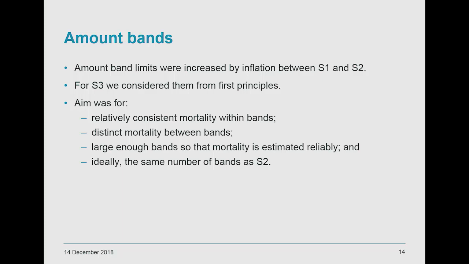So for S2 tables, or for S3 tables, we decided to go back to first principles. And we had four main objectives. The first objective was just that we wanted the bands to reflect relatively homogeneous groups of experience. We wanted enough distinctiveness between those bands. And generally, we wanted the bands to broadly represent the same number of bands that we had in S2, and if we were lucky, broadly line up to the same experience that we had in S2. All of that isn't always possible, but we made a good effort of it, and I'll talk a bit about how we went about doing that.